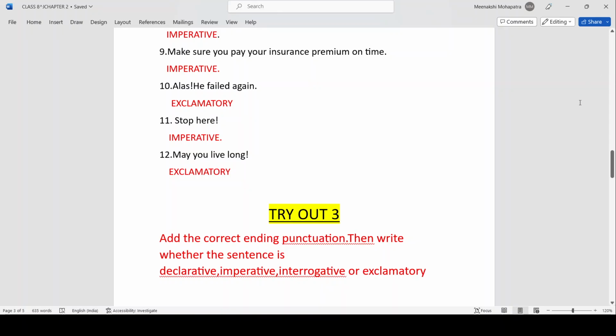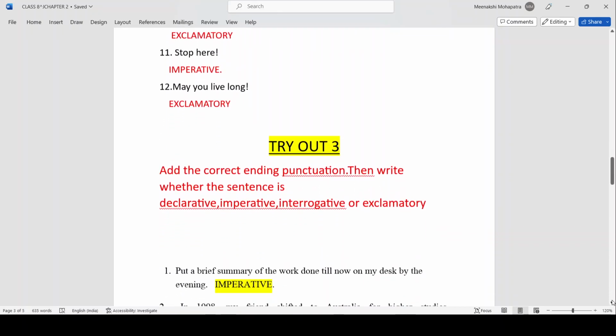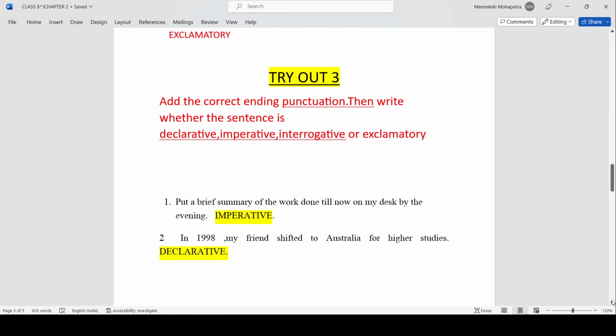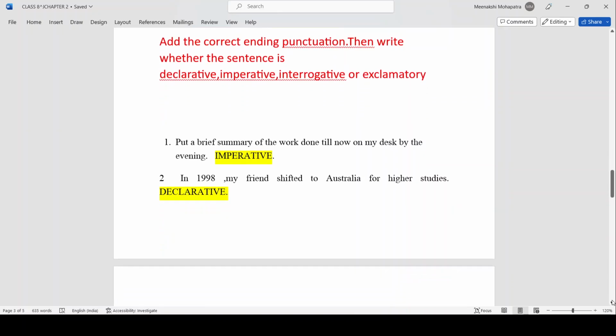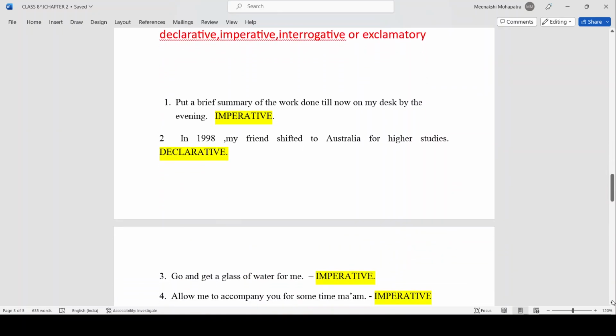Now, try out 3. Add the correct ending punctuation. Then write whether the sentence is declarative, imperative, interrogative, or exclamatory. Put a brief summary of the work done till now on my desk by the evening. I am ordering you. So, it is imperative. Number 2. In 1998, my friend shifted to Australia for higher studies. I'm making a statement. Rather, I'm declaring that this was done. This is a fixed statement. My friend shifted to Australia in the year 1998. So it is a declarative statement.